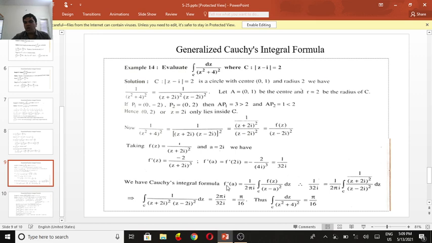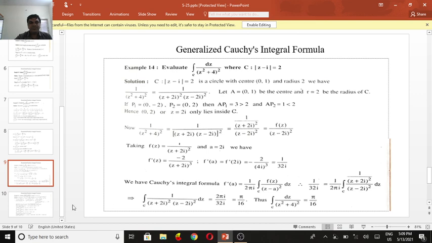So we come to the Cauchy integral formula. The first derivative is f dash of a equal to 1 by 2 pi i integral over C of f(z) divided by (z minus a) whole square dz. So f dash of a is 1 by 32i, equal to 1 by 2 pi i integral of 1 by (z plus 2i) whole square divided by (z minus 2i) whole square dz. Substituting, the integral over C of 1 by (z plus 2i) whole square (z minus 2i) whole square dz is 2 pi i divided by 32i. The i cancels, and 2 pi divided by 32 gives pi by 16. Thus the integral over C of dz by (z square plus 4) whole square is equal to pi by 16.